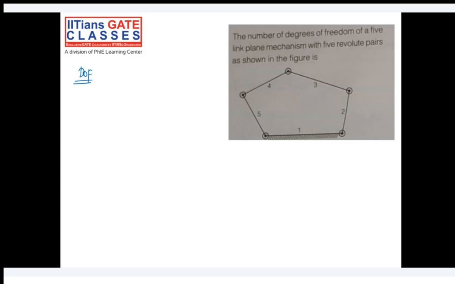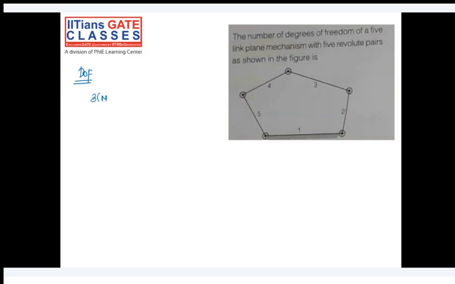So here you have 5 number of links. Number of degrees of freedom is 2, correct. Why? Because 3 times (n minus 1) minus 2 times p1 minus p2. This is the formula we know.